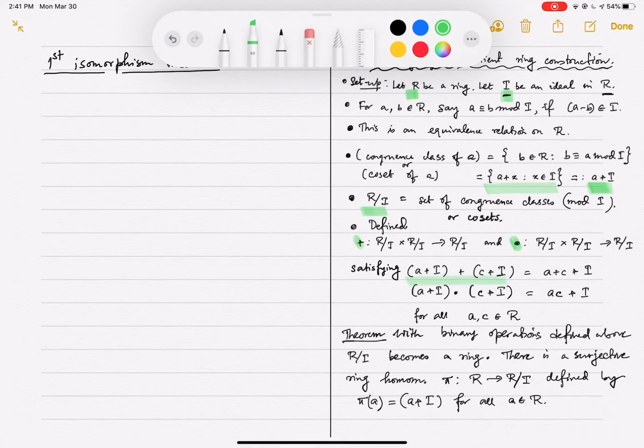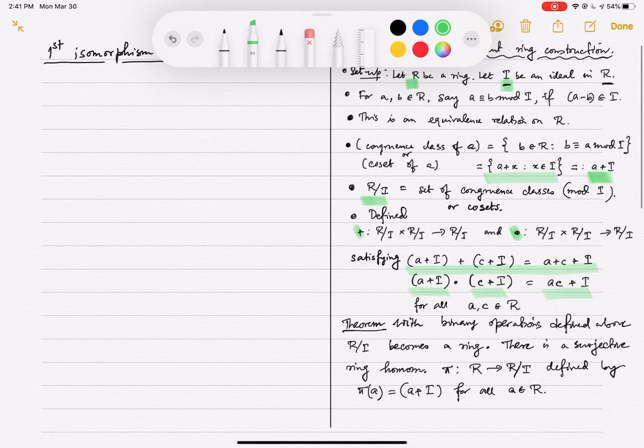When you add the coset of a and the coset of c, you get the coset of a plus c, and when you multiply the coset of a and the coset of c, you get the coset of ac, and that holds for all a and c. Further, there is this very important natural surjective ring homomorphism from R to R mod I that takes an element a of the ring R to its coset, a plus I.